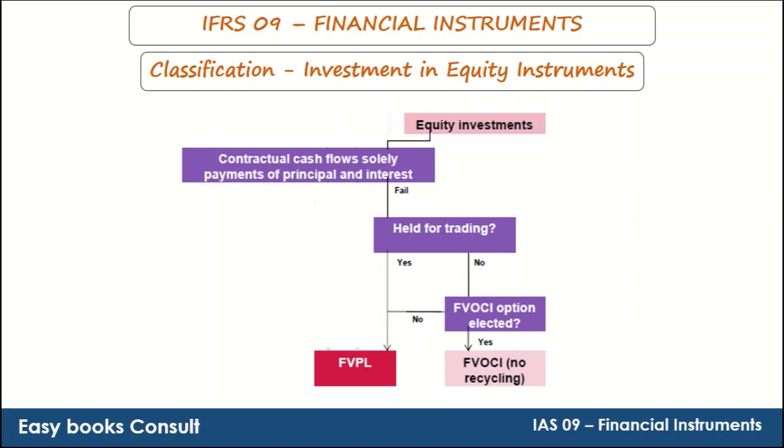The option to designate an equity instrument which is not held for trading at fair value through OCI is available at initial recognition and is irrevocable. This designation results in all gains and losses being presented in other comprehensive income except dividend income, which is recognized in profit and loss.